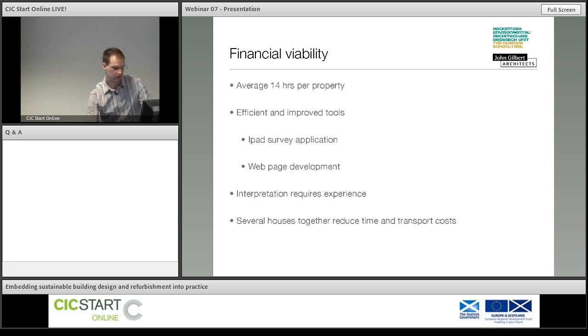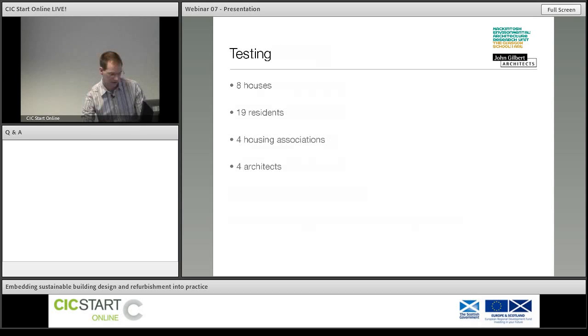So we took this methodology. We've seen some improvements in it, and we looked at eight houses with 19 residents, 4 different housing associations, and 4 different architects. And we tested this methodology on these, and I'm going to show you some of the results. It's perhaps not really to show you the results as they are per house and so on, but to show you the kind of things that we can bring out of this.